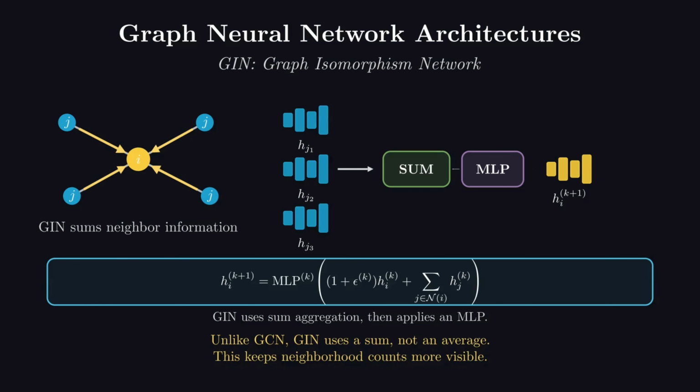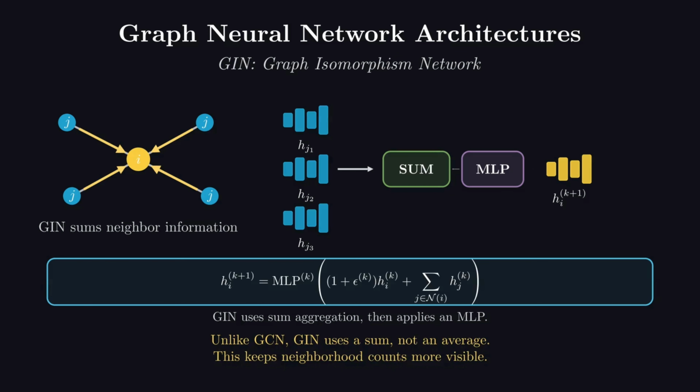The formula shows the GIN update. h_i at layer k+1 is the new embedding of node i. The MLP is the learnable neural network that transforms the aggregated information. Inside the brackets, we have two parts. The first part is 1 plus epsilon multiplied by h_i at layer k. This keeps the node's own previous embedding, and epsilon controls how strongly the self-information is weighted.